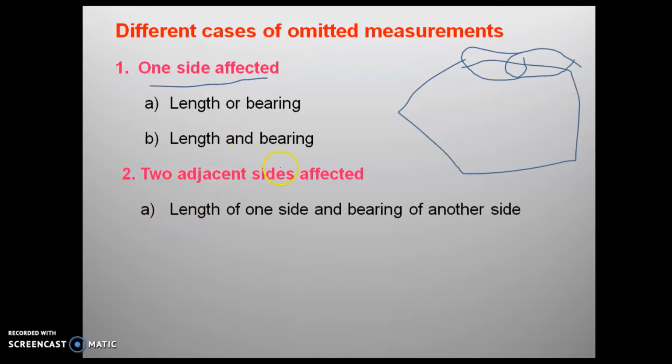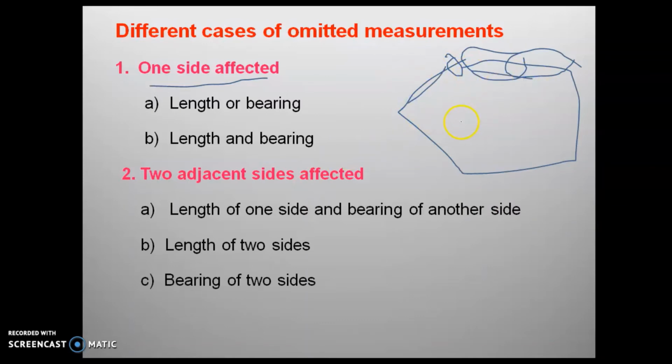Next, 2 adjacent sides affected. Length of one side and bearing of another side: the length you have forgotten for this one and the bearing you have forgotten for this leg. Next, length of 2 sides: this one and this one you have forgotten. Next, bearing of 2 sides: bearing of this leg and bearing of this leg you have forgotten. Next, 2 sides affected which are not adjacent to each other. What do you mean by adjacent? Side by side.